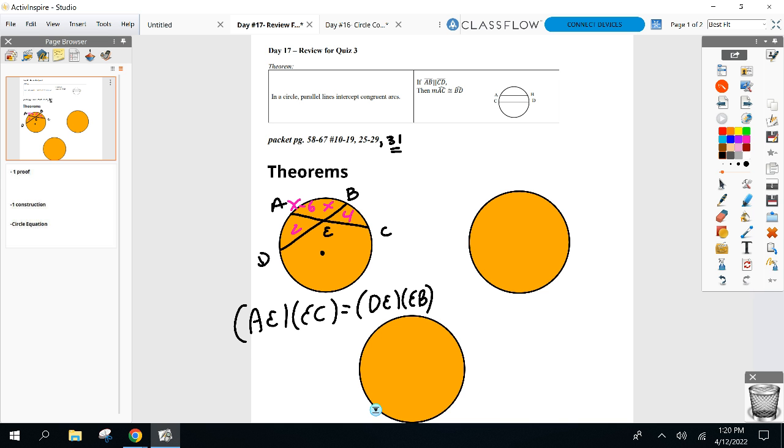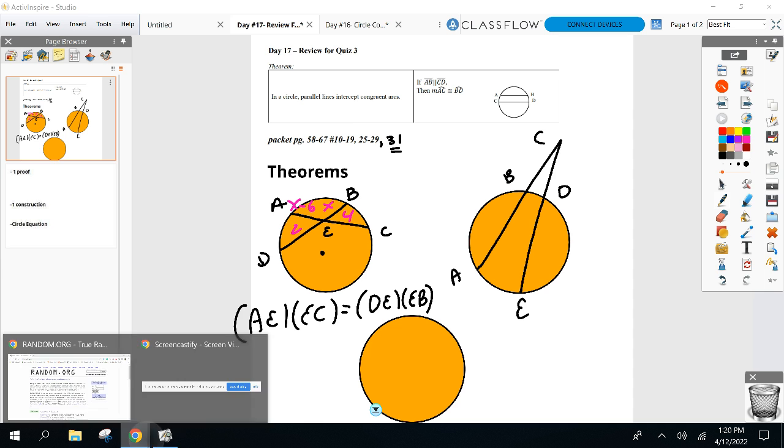All right, what if I go secants or tangents and secants? What do I have going on here now? How do I figure out secants? Or I could do a tangent and a secant instead. Same way. What are you thinking about here now?